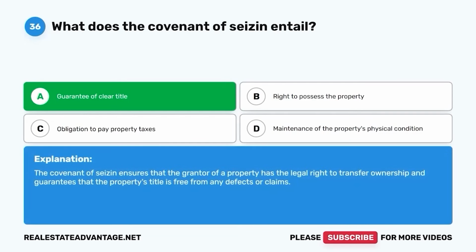The covenant of seisin ensures that the grantor of a property has the legal right to transfer ownership and guarantees that the property's title is free from any defects or claims.